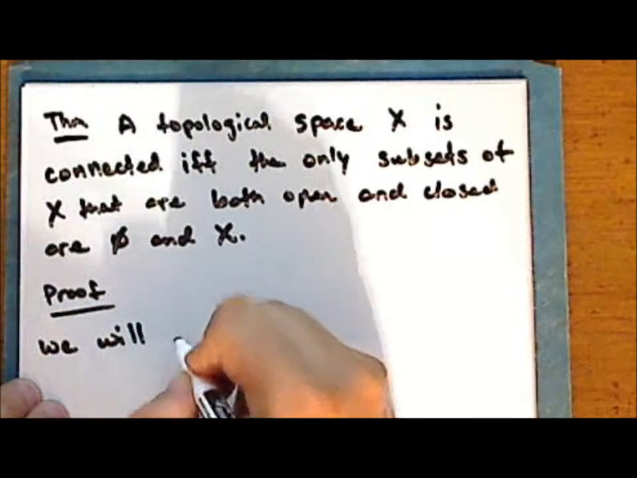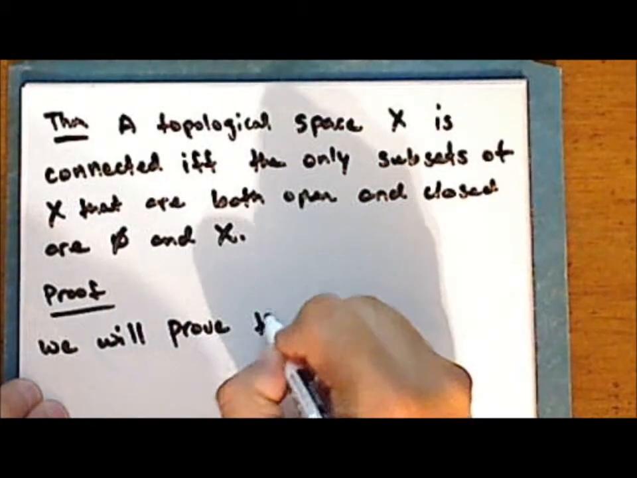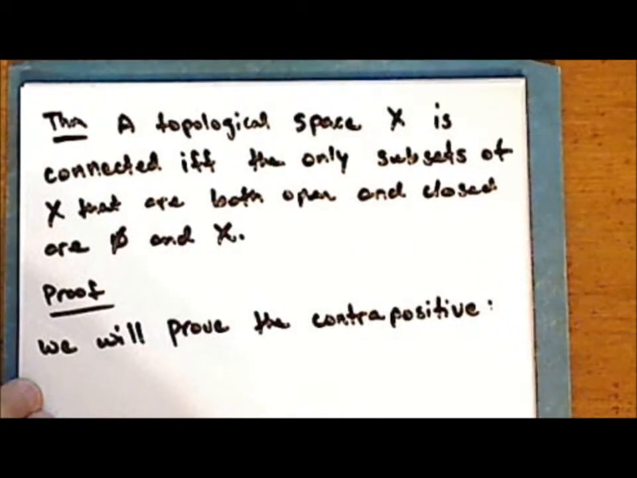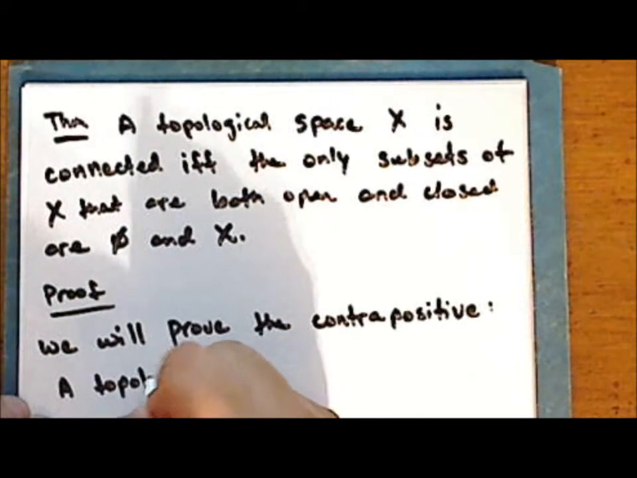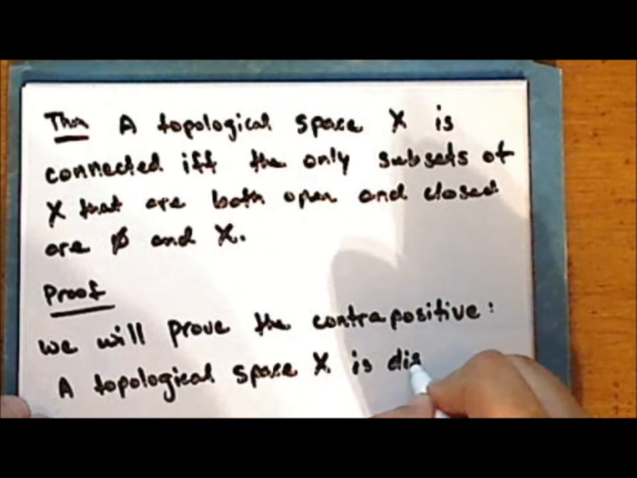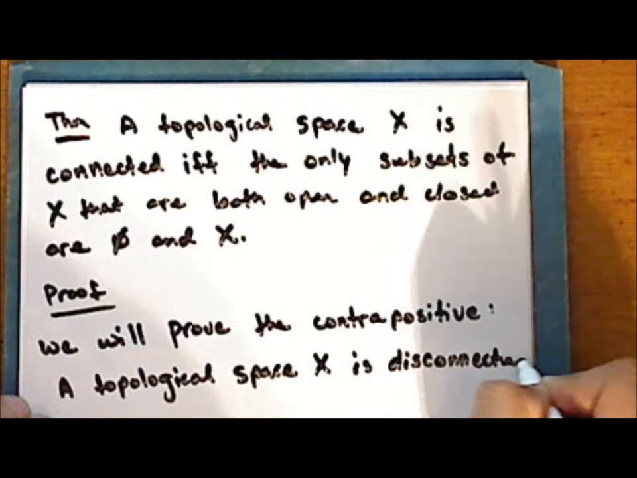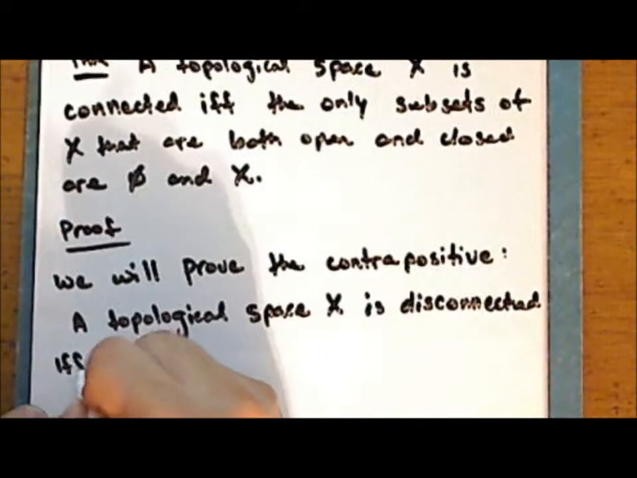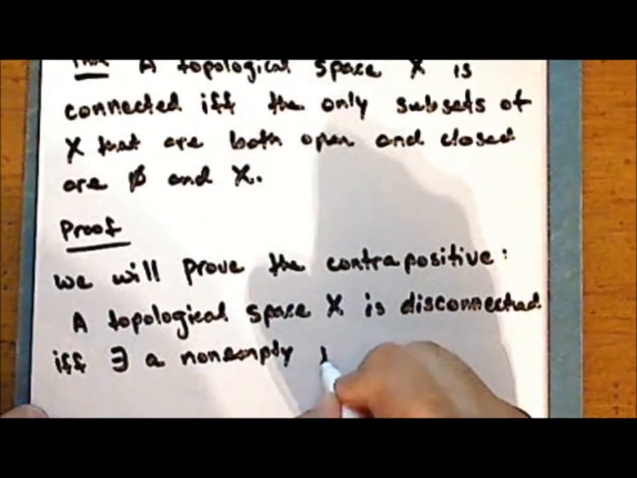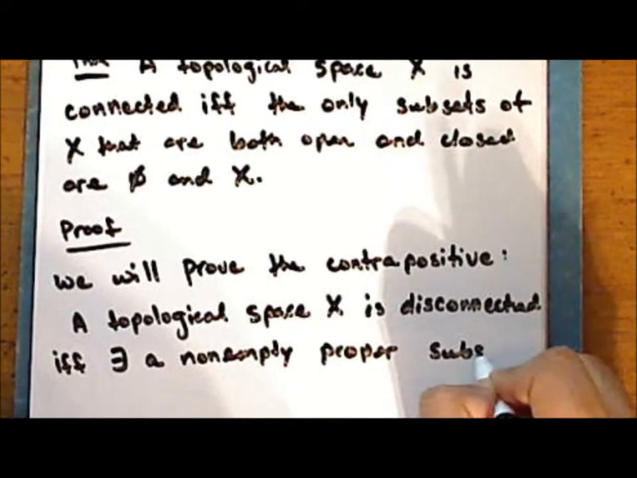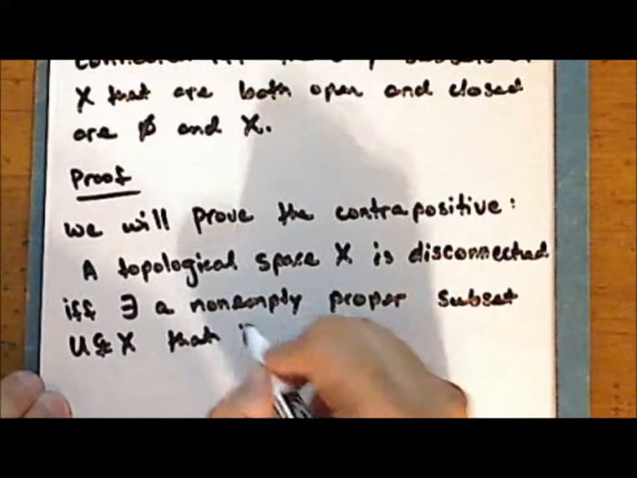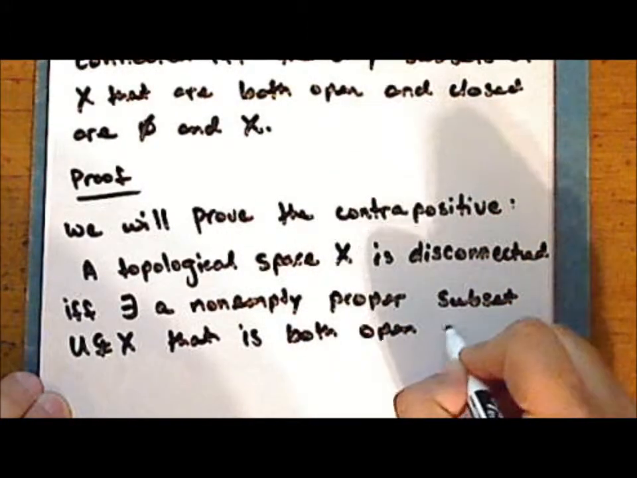We will prove the contrapositive, and this is the statement that a topological space X is disconnected if and only if there exists a non-empty proper subset U of X that is both open and closed.